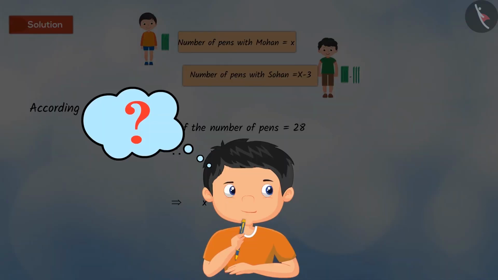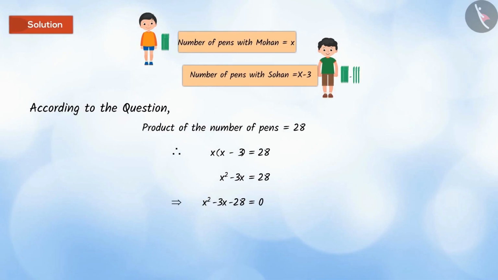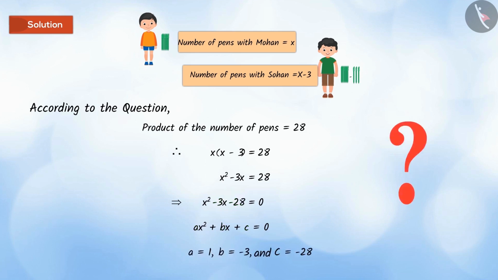Can you guess how to begin with the solution? Correct. First, we have to compare this equation with the standard form of the quadratic equation, which gives us the values of a, b, and c. What do we have to do now?